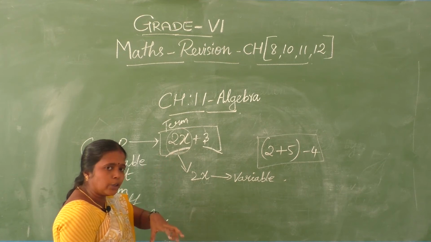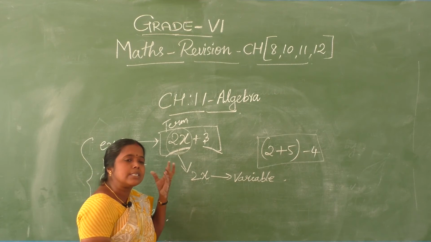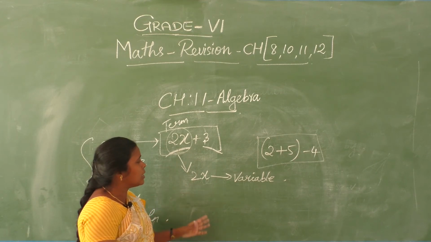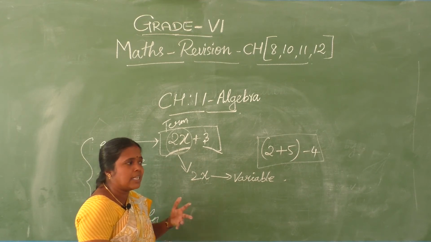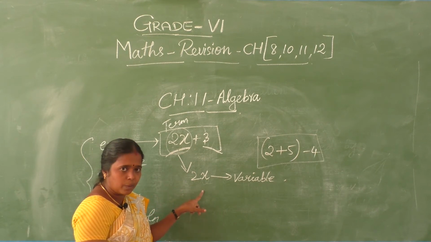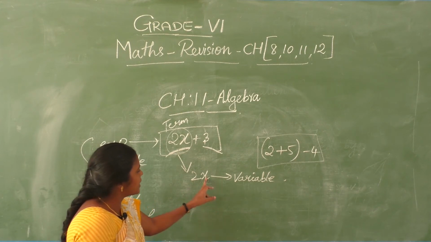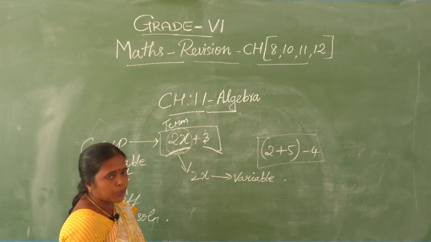Variable is a value which is not fixed. Throughout the calculation it varies. It takes various values, so that only it is called a variable. It can be denoted by small alphabets a to z. Here x is the variable in this expression.